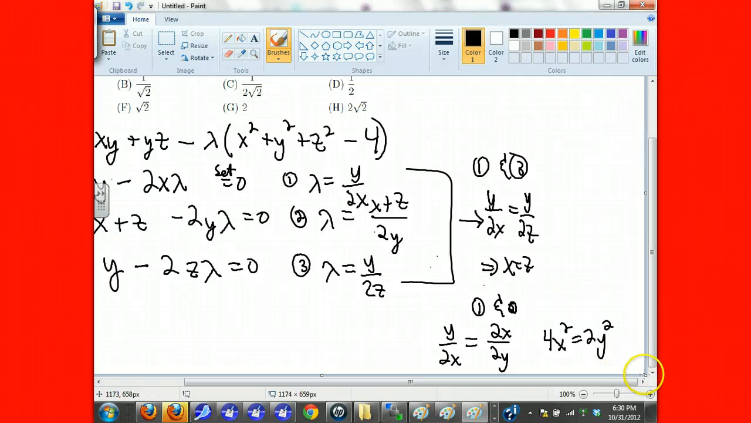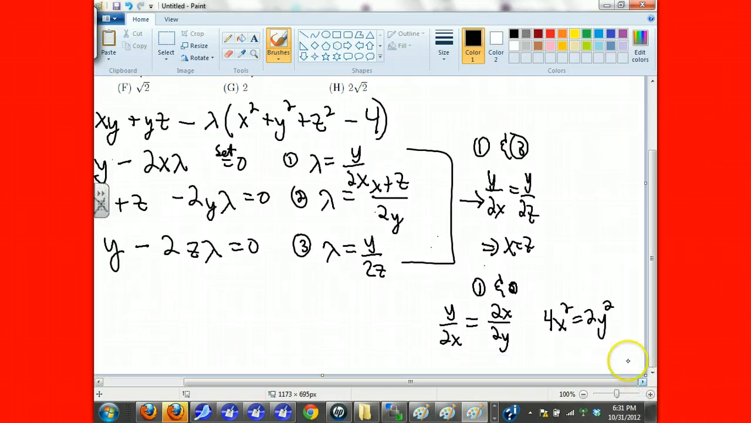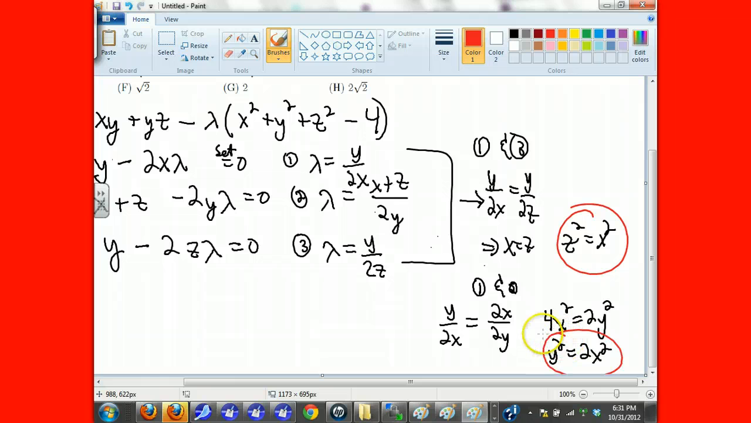Is that okay? Your goal is to get either all x's, all y's, or all z's. And I'm going to get all x's. I know that y squared is 2x squared. I know that z squared is x squared. So I can use these as the facts I was searching for. I was searching for facts that relate my variables to each other.